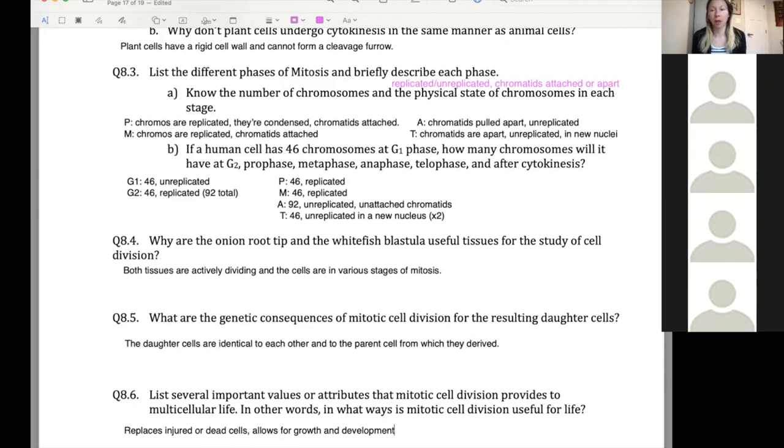So being able to replace old, worn out, dead cells, or being able to recover from illness or injury sometimes requires new cell growth. And then just the act of growing, getting bigger and developing different tissues over time.